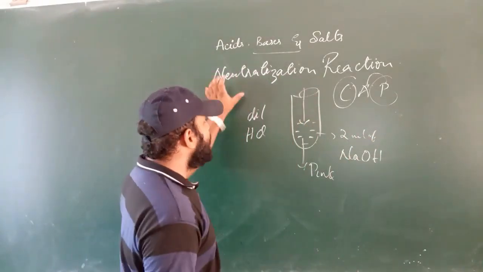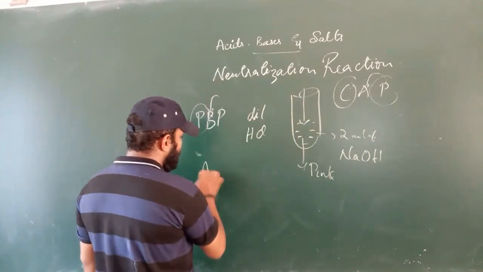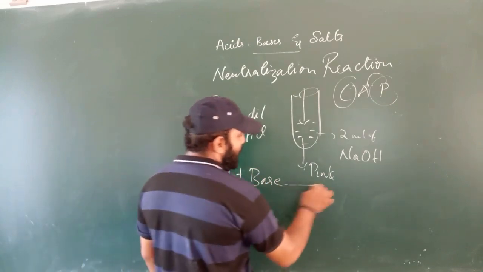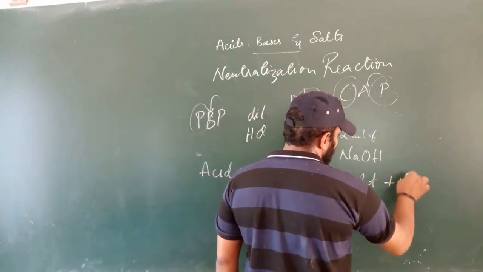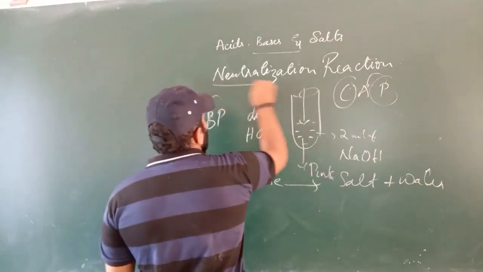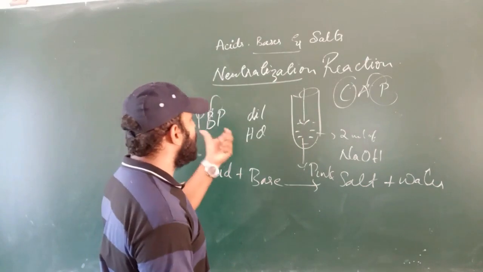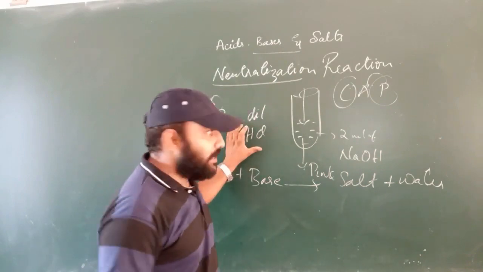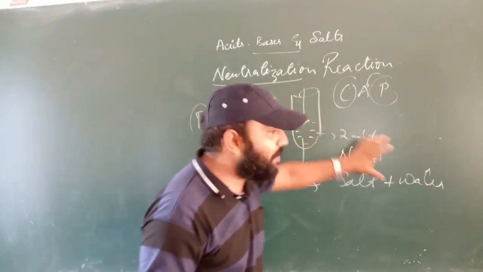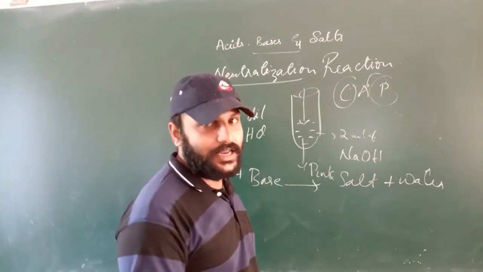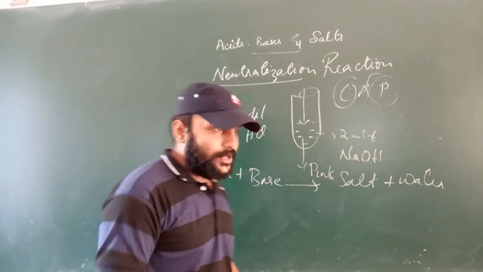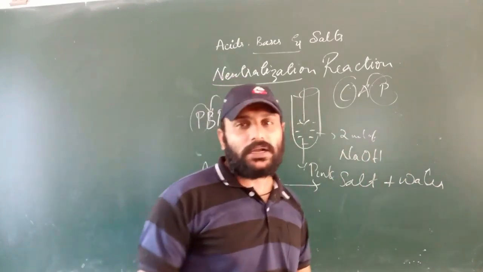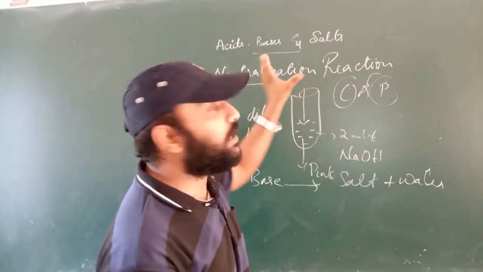So here we can observe that when an acid reacts with a base, we get salt plus water, and this reaction is called a neutralization reaction. Why is it called a neutralization reaction? Here dilute HCl will nullify the base. The acid completely reacts with the base, or the base completely reacts with the acid, and forms salt and water. That is the reason we say that when an acid reacts with a base, we get salt plus water, and this reaction is called a neutralization reaction.